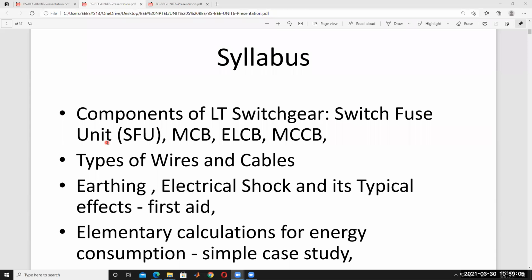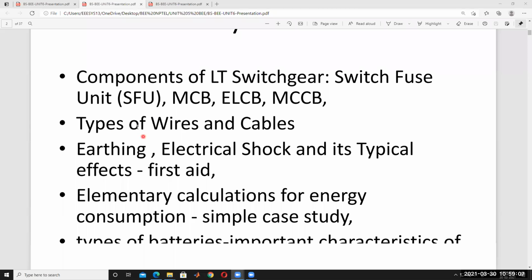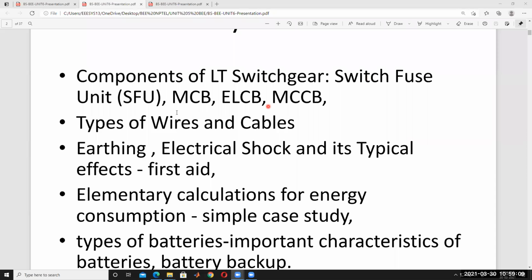Switch fuse unit SFU and MCB. MCB is one of the switches, the miniature circuit breaker. Earth leakage circuit breaker ELCB, and the MCCB. These are the different types of circuit breakers: switch fuse SFU, MCB, ELCB, MCCB. We have to discuss these different types of LT switchgear. LT is nothing but low tension switchgear, that means low voltage switchgear.